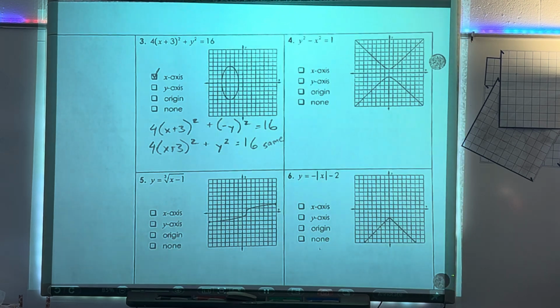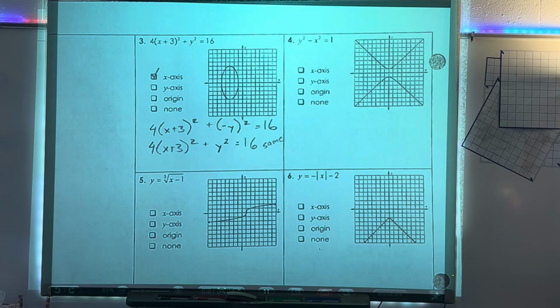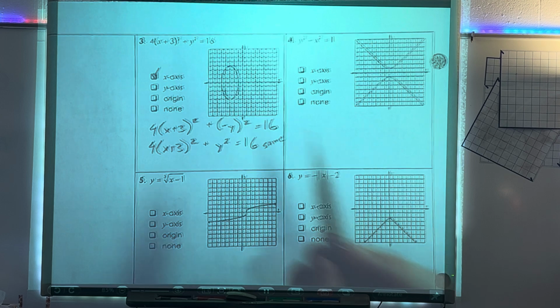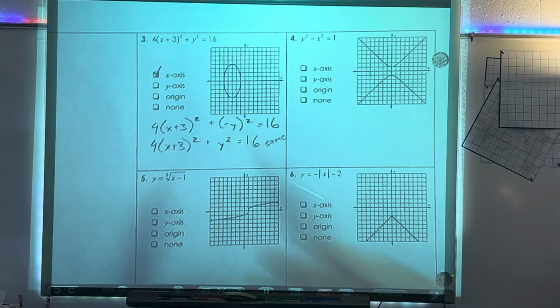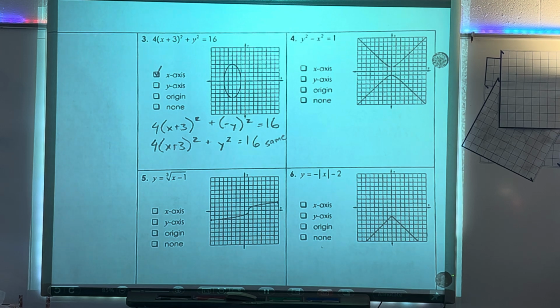Y times y is y squared. Negative times negative becomes positive. You gotta square everything inside the parentheses. So I'm squaring the negative, which becomes positive, and I'm squaring y, which becomes y squared. Did we forget that y times y is y squared?